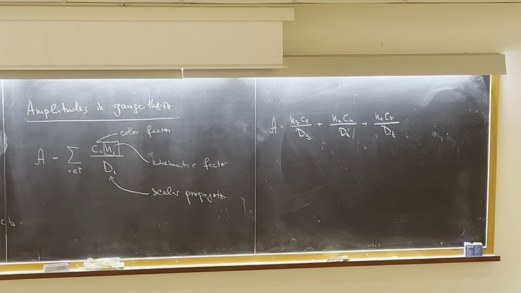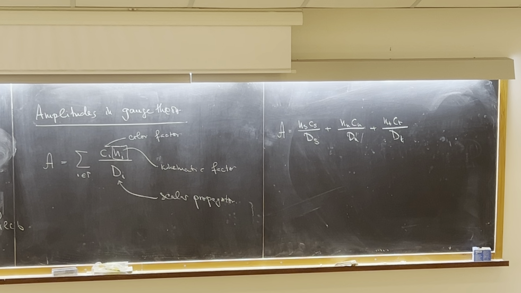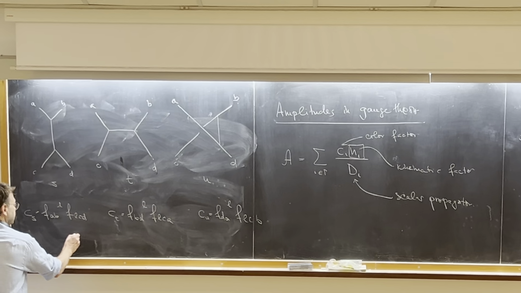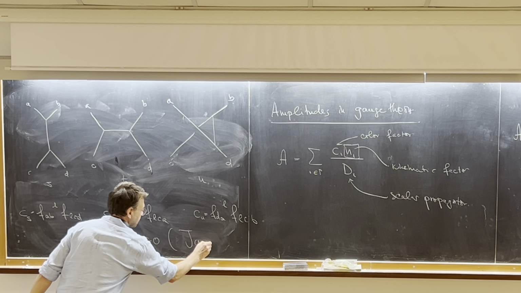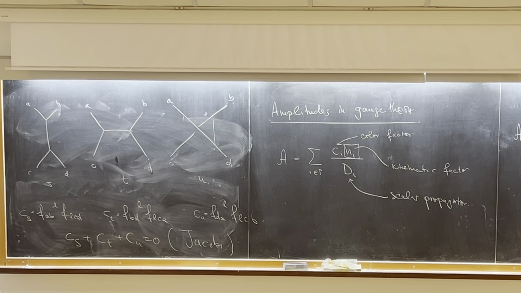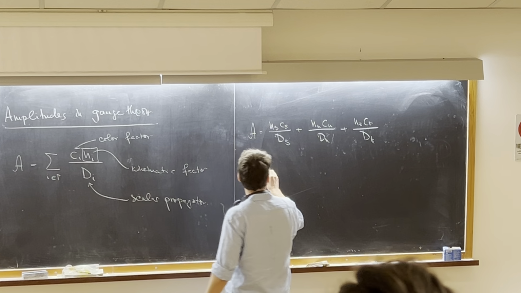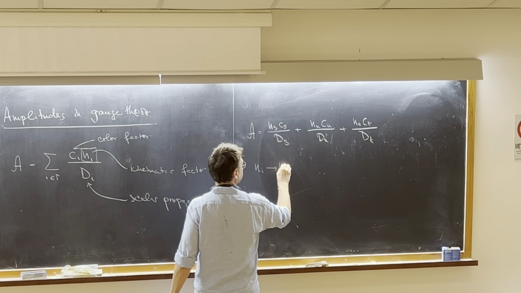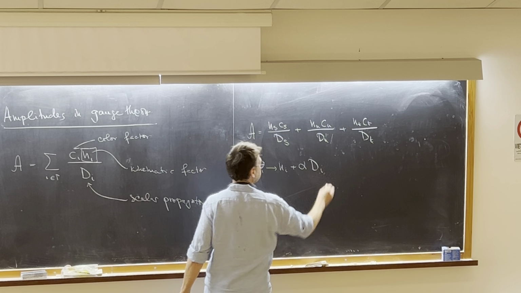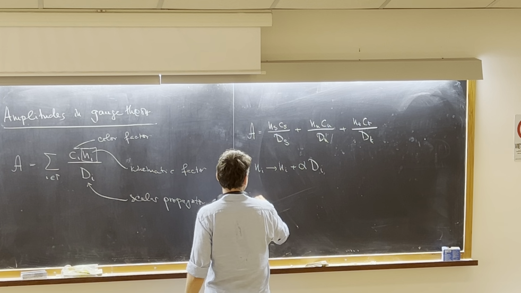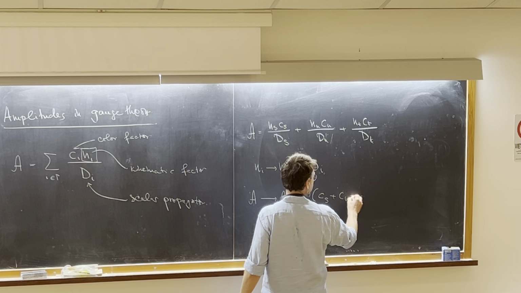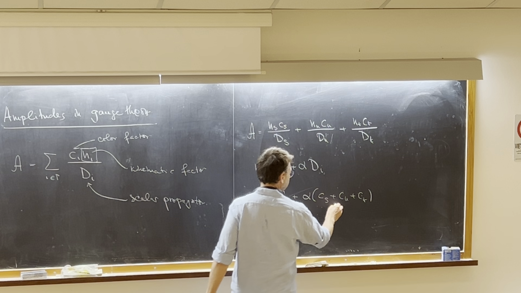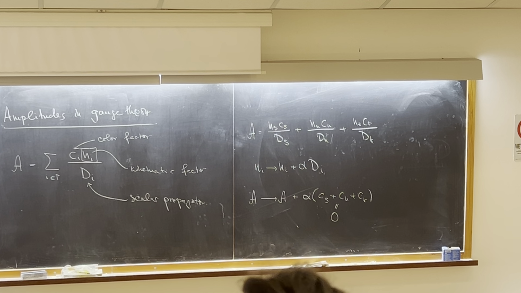Now you can see that, if you stare at these long enough, the sum of these color factors is just the Jacobi identity: c_s plus c_t plus c_u is equal to 0. So it means the gauge invariance is the following: if I take my n_i and shift it by any function alpha times d_i, then my amplitude will be shifted by alpha times the sum of c_s, c_u, c_t, which is of course 0. So this is basically gauge invariance at the level of amplitudes.